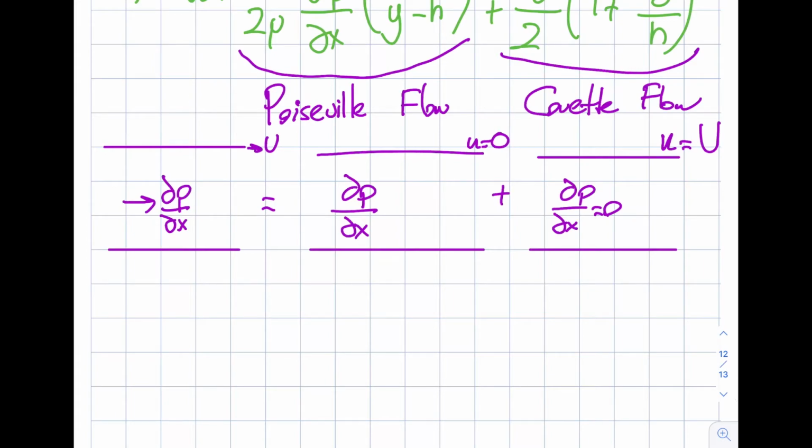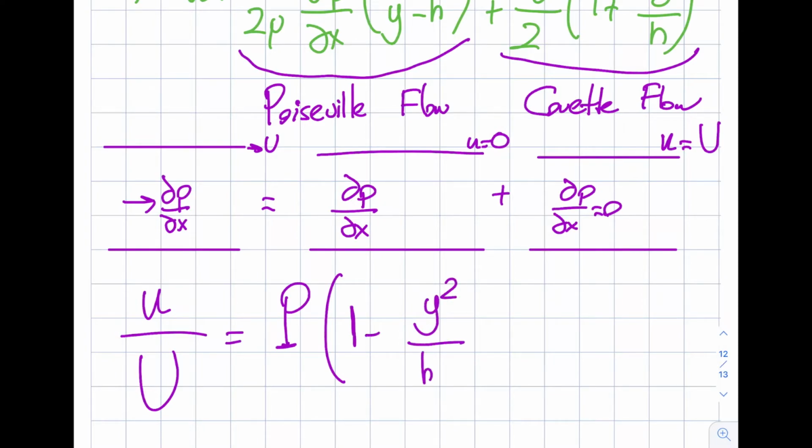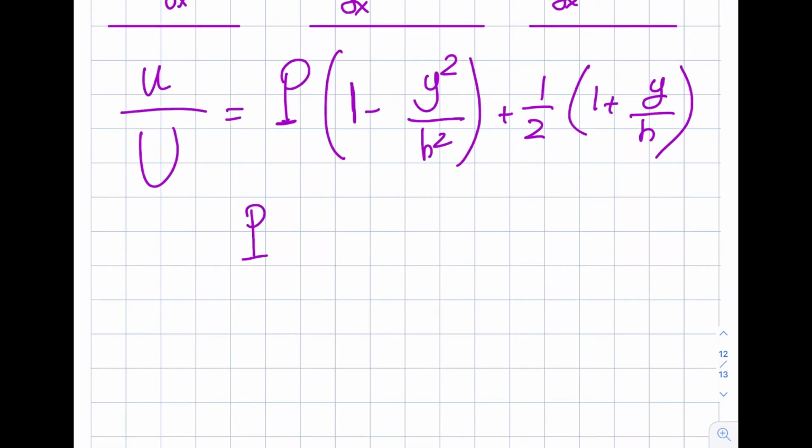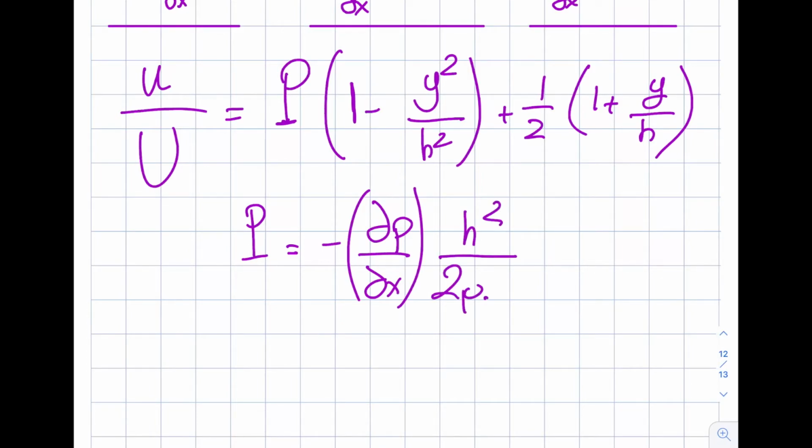So let's do what I exactly said. u over capital U will be equal to, this is like a constant p. I will write it because it's, you know, neat that way. 1 minus y squared over h squared, plus 1/2 times 1 plus y over h. And my p here, I talked about this up there, so it's nothing surprising, but is minus del P del X, right, times h squared divided by 2 nu times U this time around.